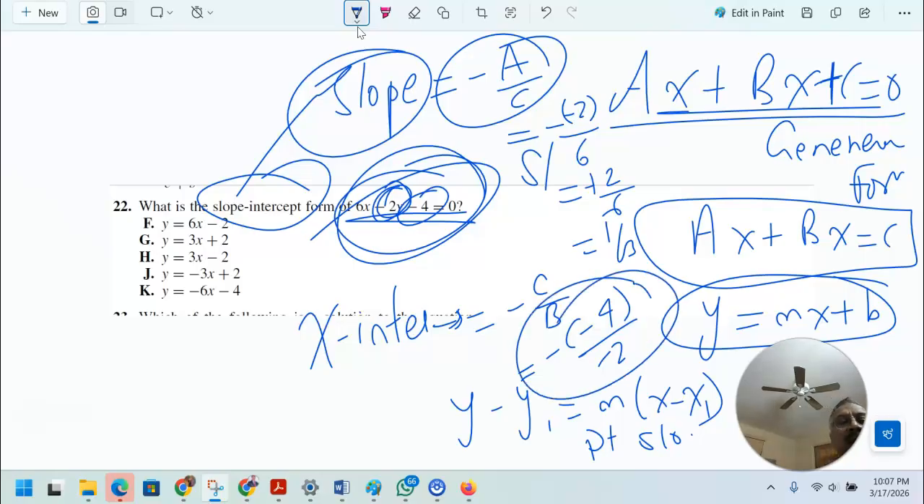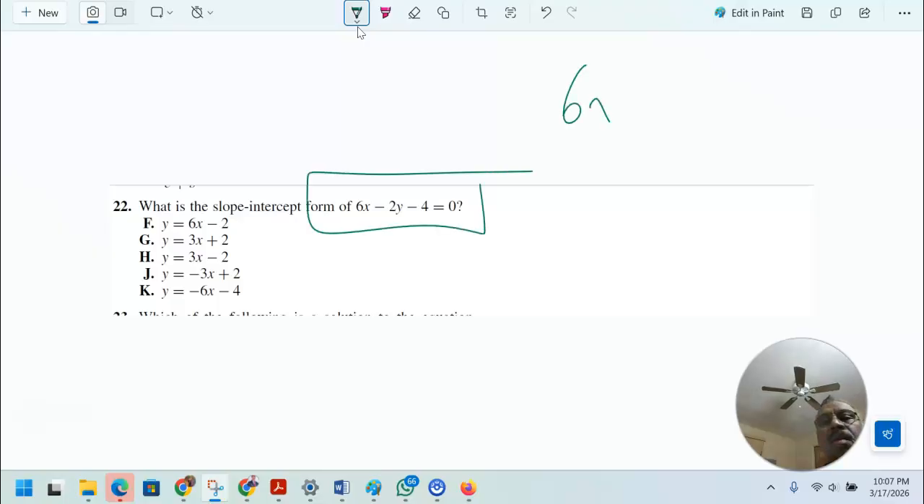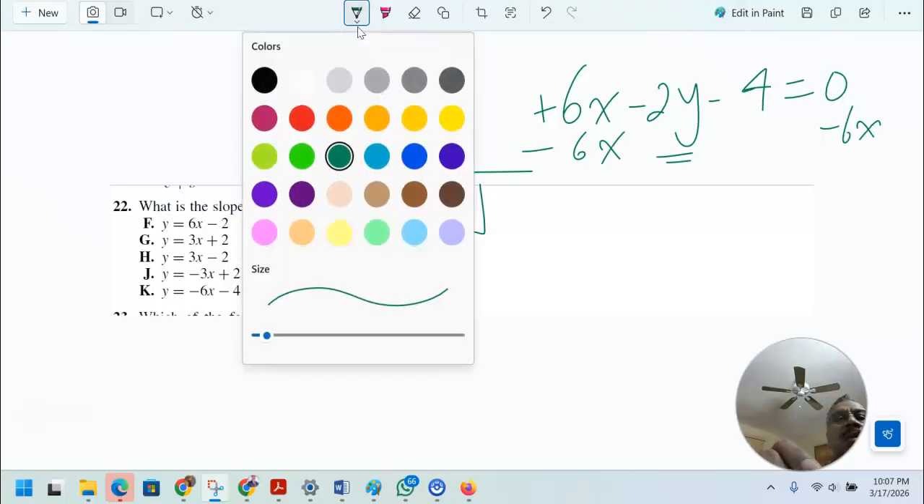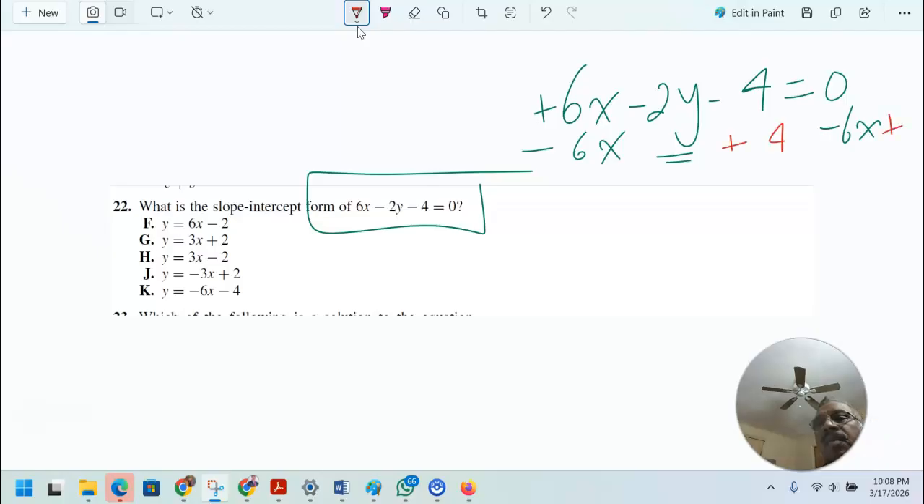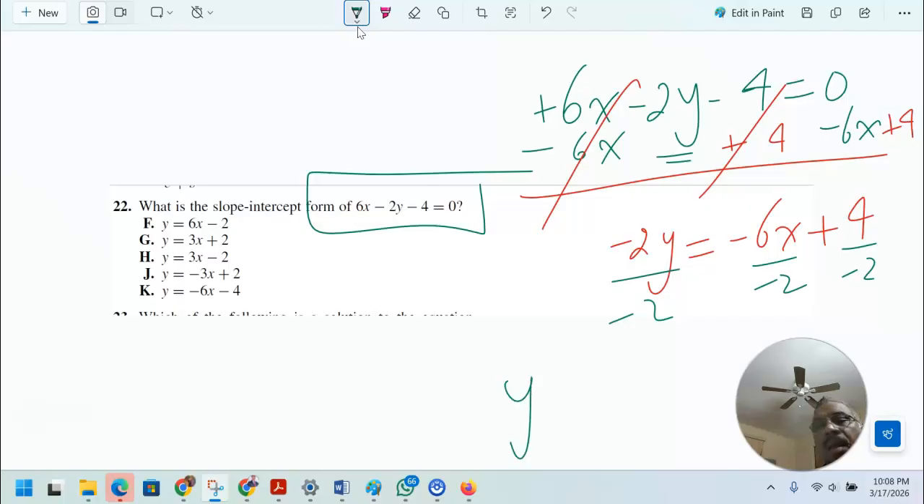The point is, for this question, you have to write it in slope-intercept form. You have to make the whole thing nice and clean. So you keep this, but you don't want this, so you subtract it from both sides, and you also add to both sides. So this is like a shortcut. This 2 crosses out and you get minus 2y, and then divide by minus 2 everywhere. So you get y equals 3x minus 2.